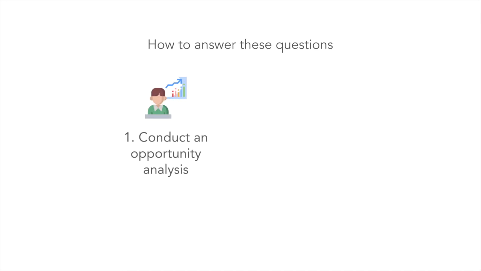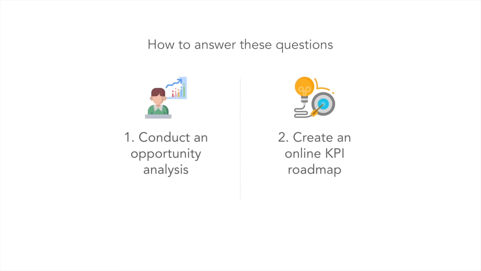So here's how we answer these questions for our clients at Web3 before we get started with any type of online media or marketing work for them. We do two things. Number one, we conduct something called an opportunity analysis. Number two, we also create what's called an online KPI roadmap. I'm going to walk you through both of these exercises and give you an example of a business that this can be deployed in to hopefully better explain how this works for you. Alright, so let's get started with the opportunity analysis.